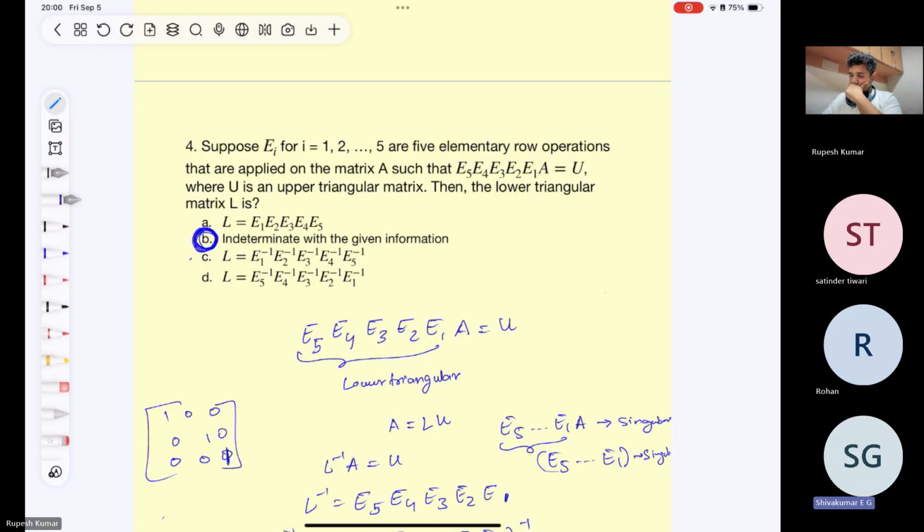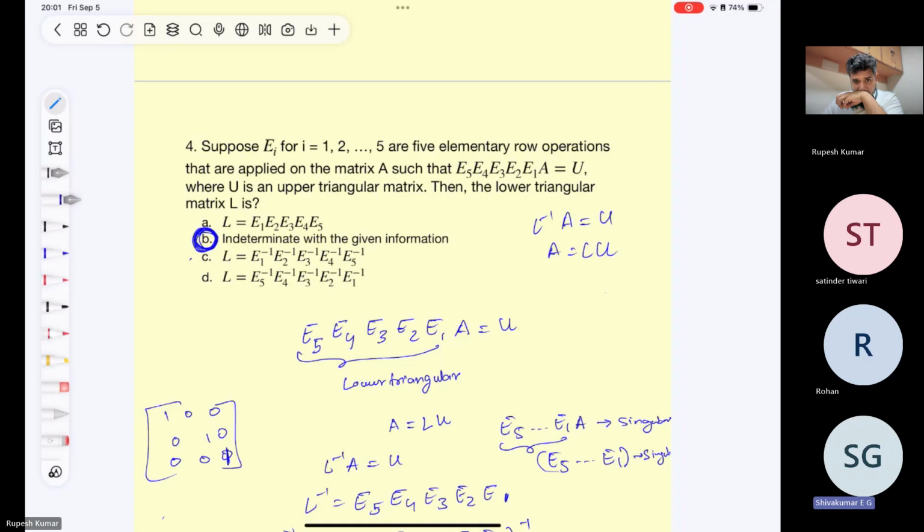The lower triangular matrix L is like E1, E2, E3, E4, E5, which is not correct. Indeterminate with the given information may be right, may not be right. C, L equals E1 inverse, E2 inverse, E3 inverse. That part I don't know how to define. Then D, E5 inverse. That means each row operation you are taking inverse.